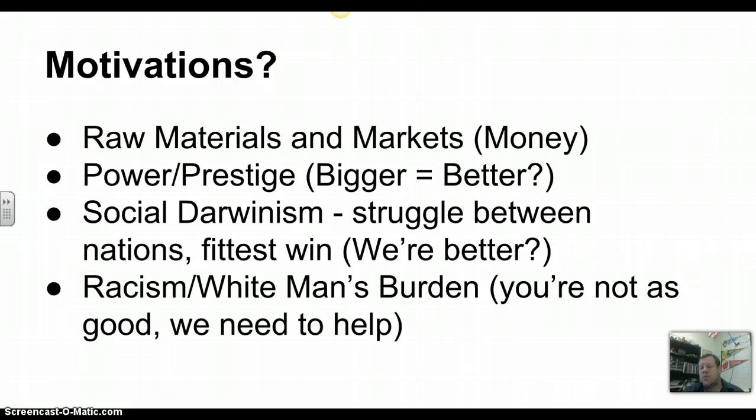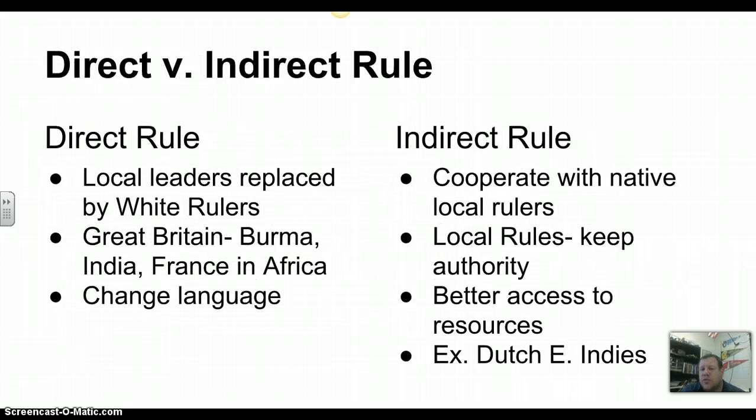Now, one of the things we see as these areas are ruled by European countries is the idea of direct versus indirect rule, and we see it happen in different areas. Direct rule happens a lot in Africa, especially. Great Britain does it too in Burma and India, and does as well later on, which we'll see in our case studies in class. Basically, we see the local leaders of the indigenous people replaced by white rulers. You have governors or viceroys assigned to rule those areas. And essentially, it changes the whole way those areas run.